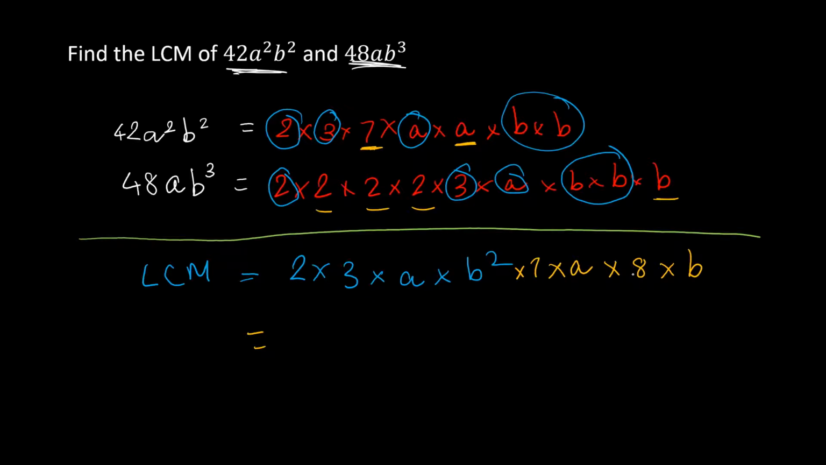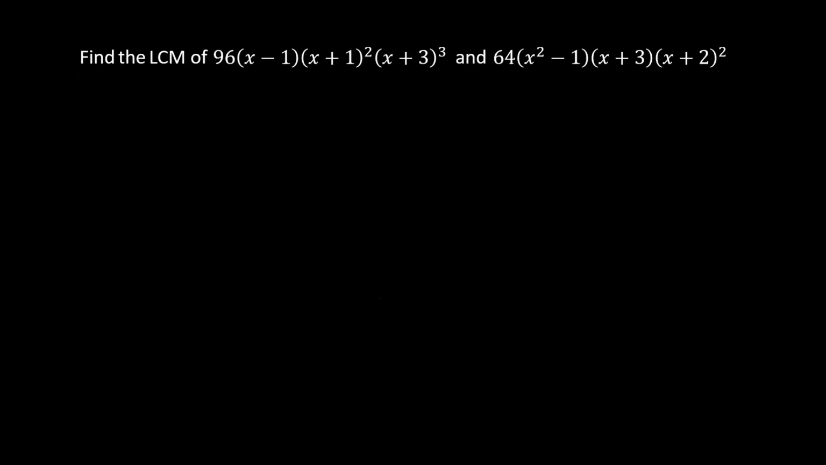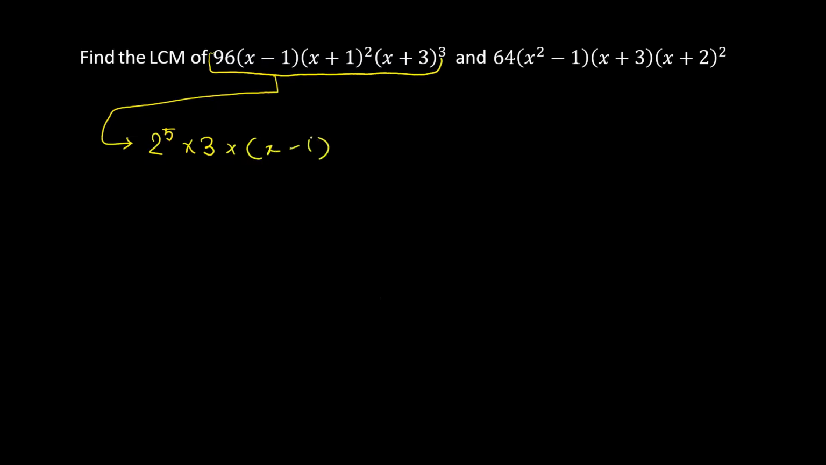8s are. On to the second question, we have to find the LCM of the same two polynomials which we did when we were finding the HCF of those. So to start, we have to write them in their prime factorized form. 96 is 2 power 5 into 3, and then we have x minus 1, so that will be into x minus 1, and then there's x plus 1 squared. We're going to write x plus 1 squared into x plus 3 cube.